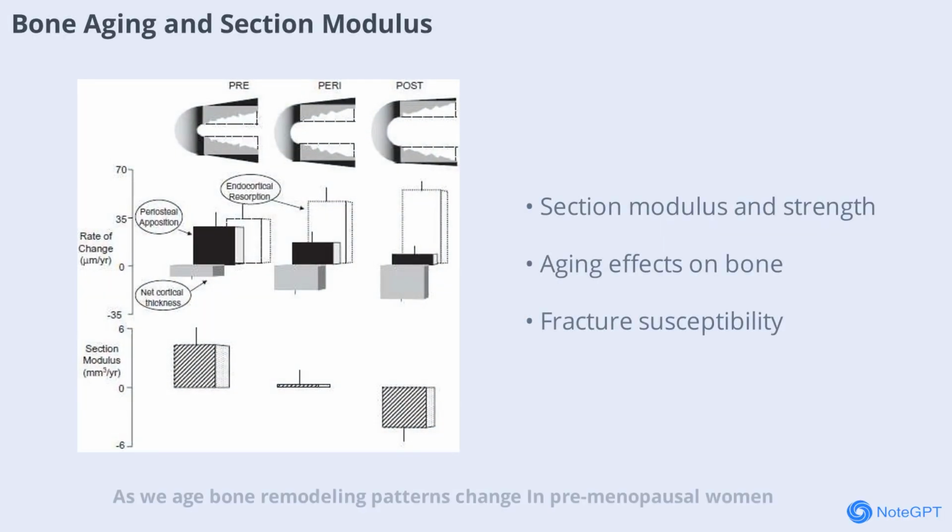As we age, bone remodeling patterns change. In premenopausal women, periosteal apposition helps offset bone loss, maintaining section modulus, a geometric predictor of bending strength. After menopause, increased endocortical resorption and reduced periosteal apposition lead to a decrease in section modulus, making bones more susceptible to fractures. These changes highlight the importance of bone geometry in maintaining strength throughout life.